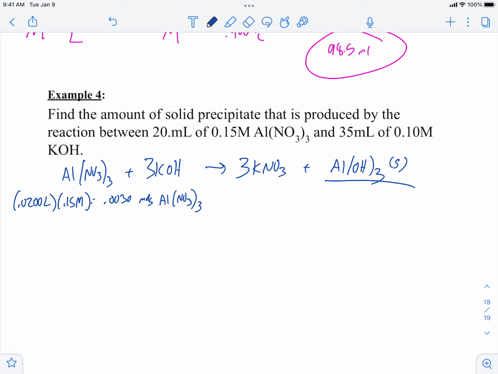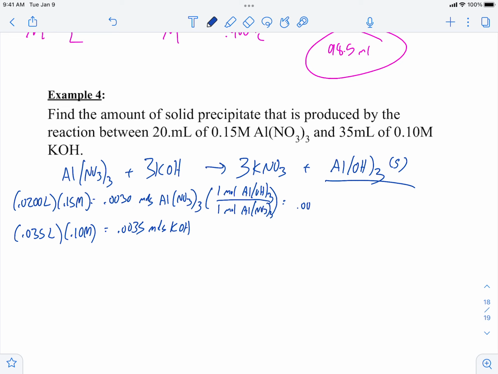Okay, and then the other one, 0.035 liters times 0.1 molar, so 0.0035 moles KOH. But those are both of my moles. I am solving for aluminum hydroxide, so my mole ratio now comes into play. It's a 1 to 1, so the number is still 0.003.